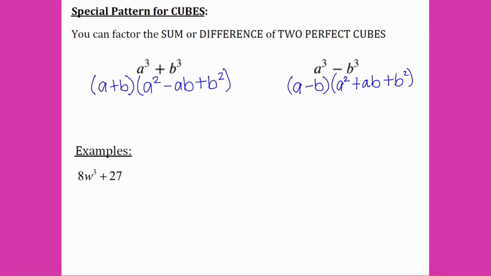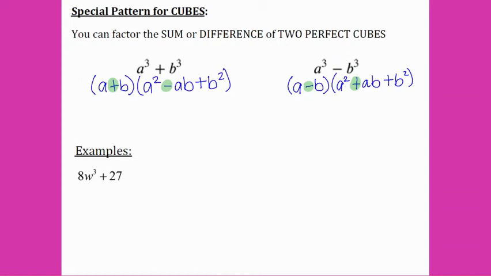So the patterns are almost identical except for the signs in the first parentheses and the first sign in the second parentheses. The first sign always matches the sign that we were given in the problem. The second sign is opposite of what we were given. The third one's always going to be plus. So again, same as what we had, opposite of what we had, always plus.